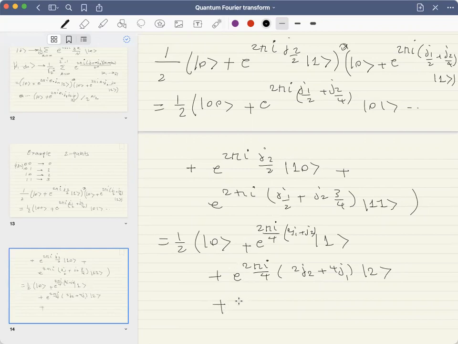Finally, I have, let's do this over here, e to the 2 pi i over 4. I have 2J1 plus 3J2. Again, I add a 4J1 to this, which doesn't change anything because the 4 cancels this 4. I get an integer multiple of 2 pi, state 3.